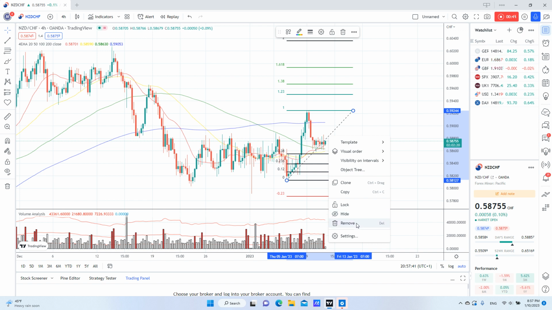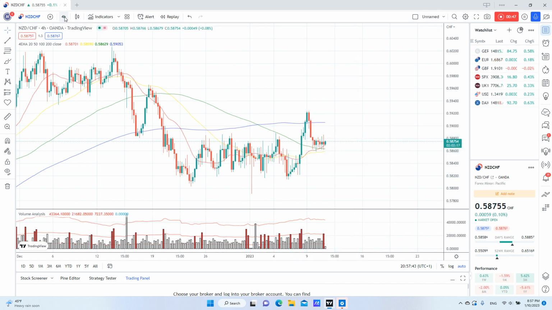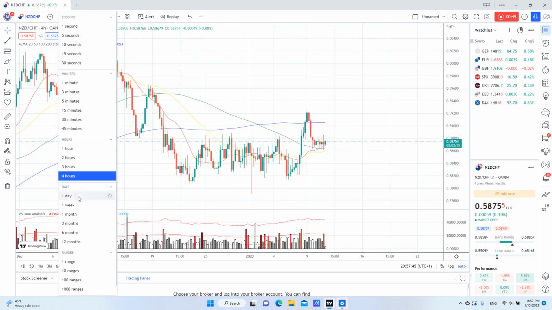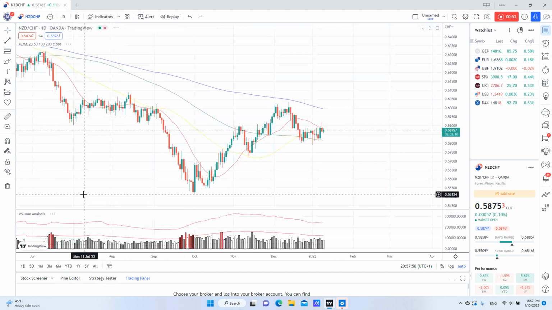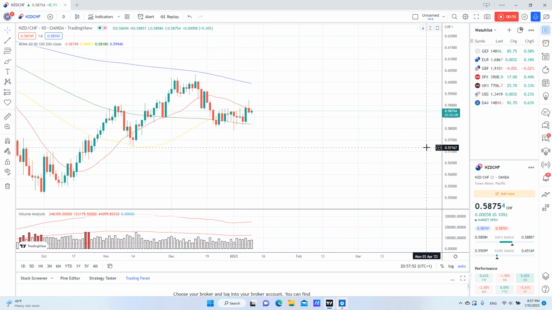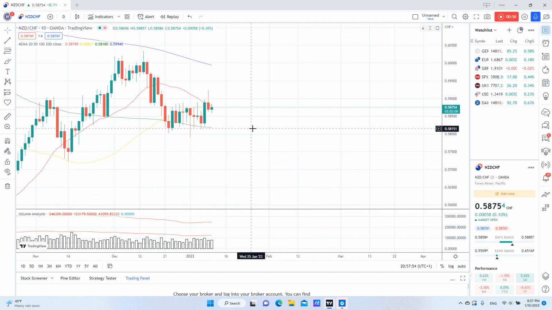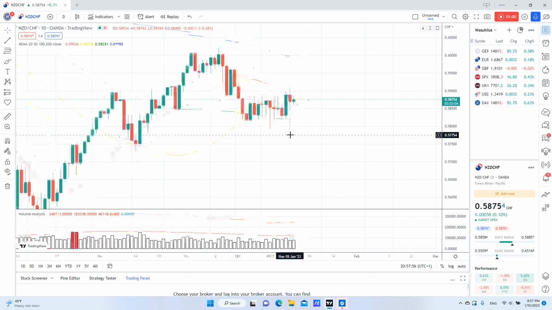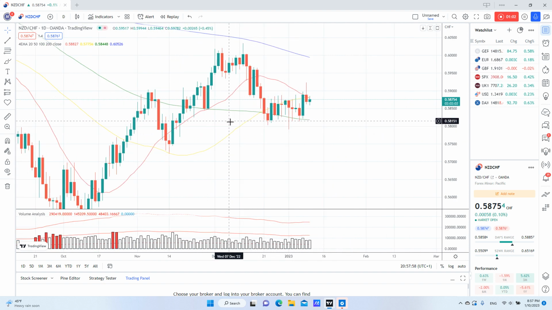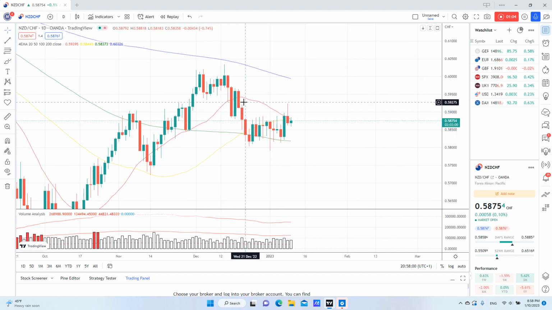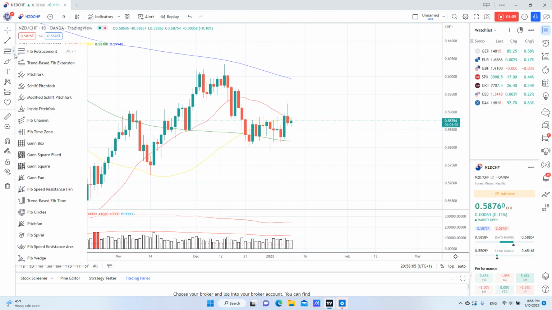But if we look into the daily chart, that's why it's always important to look in higher time frames, because what we see here is a different story. What we see here is actually a sell, because this here is a bearish flag.